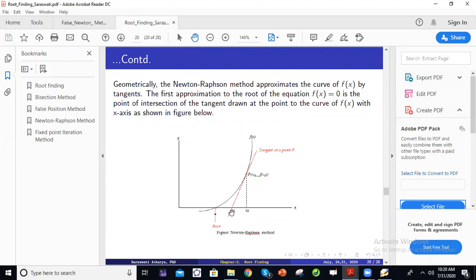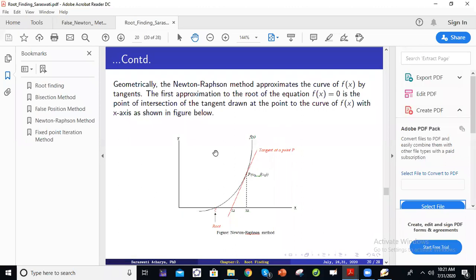Another point x1, we draw the tangent line; x2, again we draw the tangent line; x3, we reach our desired root xi. Geometrically, the Newton-Raphson method approximates the curve of f of x by tangent. The first approximation to the root of the equation f of x equals 0 is the point of intersection of the tangent drawn at the point to the curve of f of x with the x-axis, as shown in the figure below.